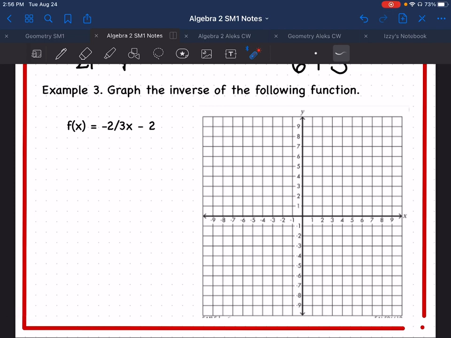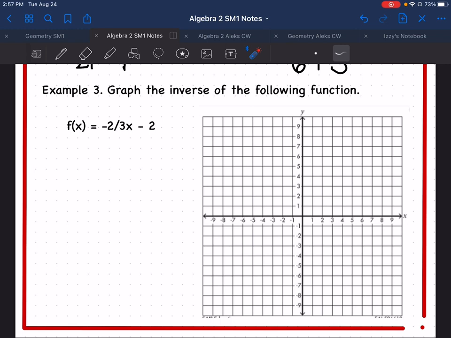All right, graph the inverse of the following function. Now what I'm going to do is graph this function. I'm going to create myself a table, and then I'm just going to switch up, excuse me, I'm going to create my inverse.